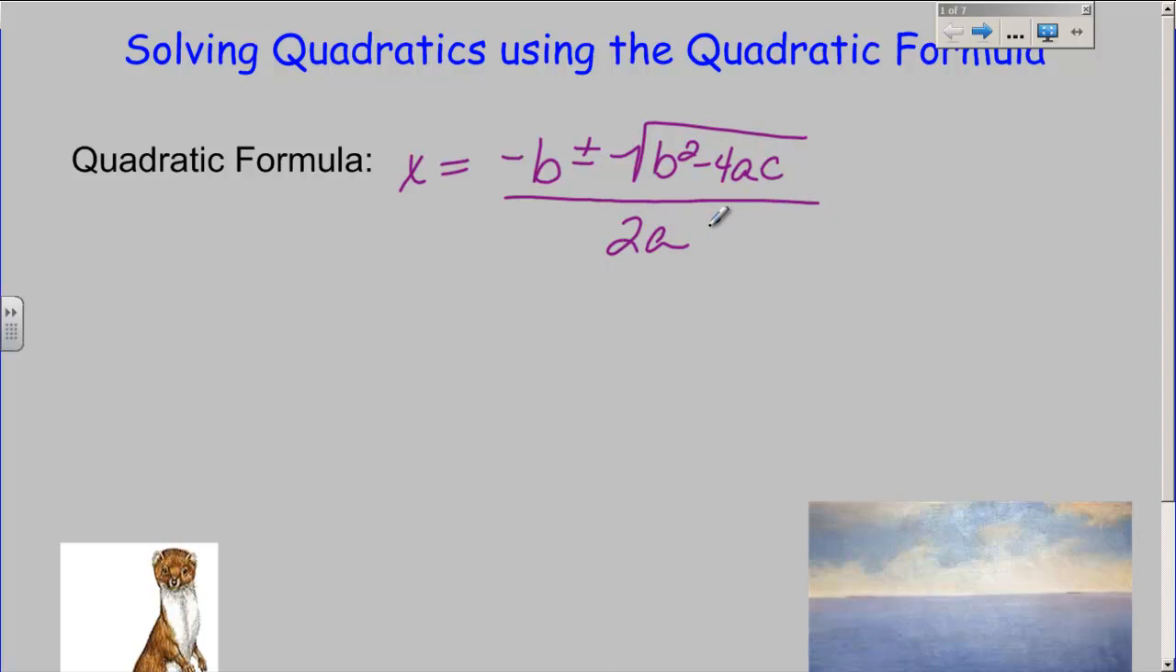And it looks really ugly and mean, but it's really not. It's not too bad of an equation, especially if you can just remember just to plug and chug.